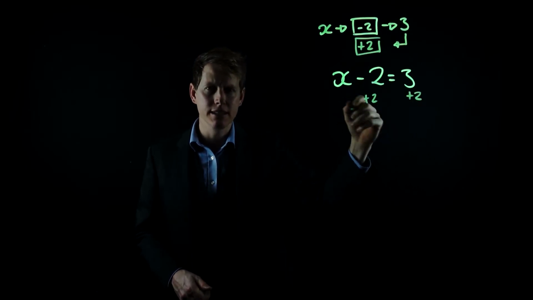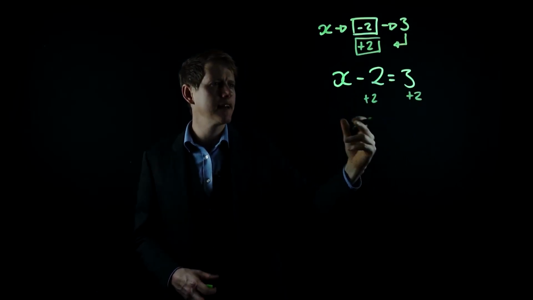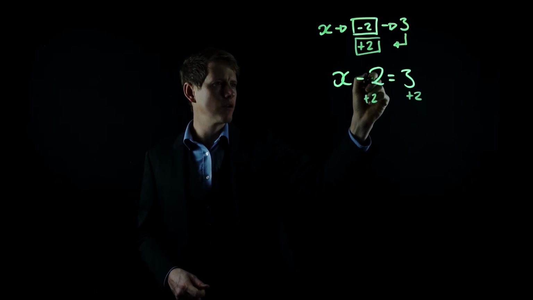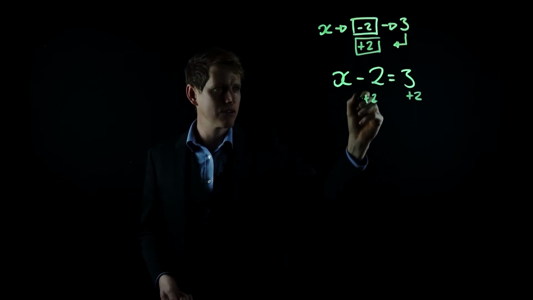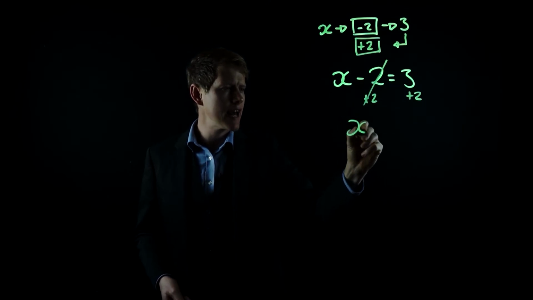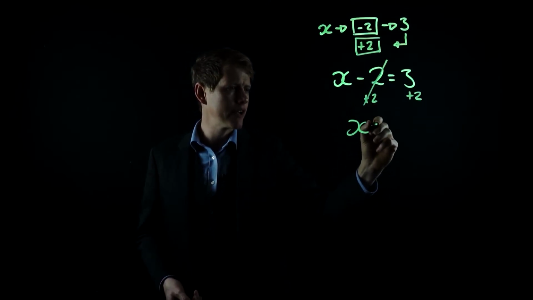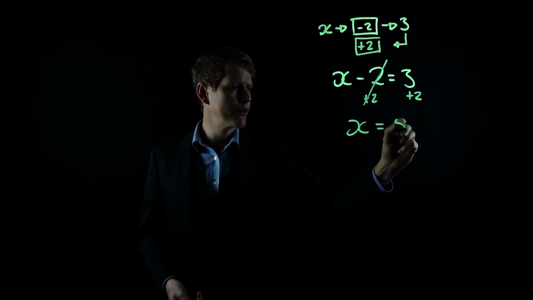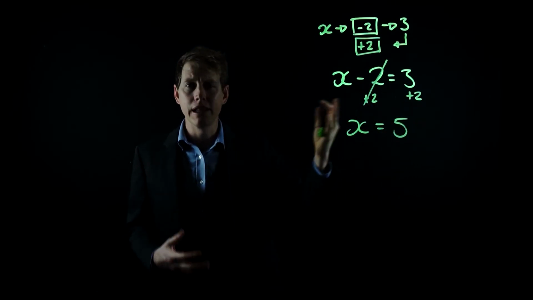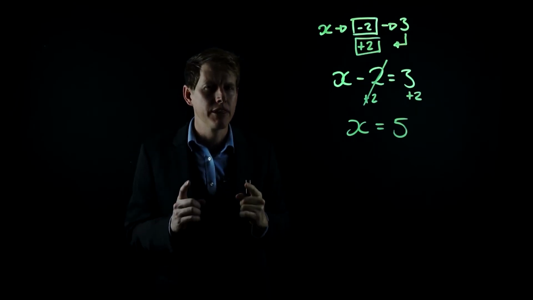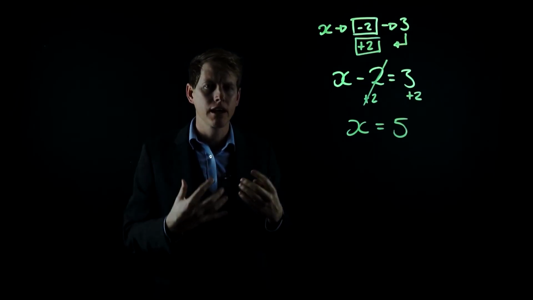I like to write it underneath just to show my working really clearly. Negative 2 or minus 2 plus 2 equals 0. That bit cancels out, leaves me with just x on the left hand side, and on the right hand side I have 3 plus 2, which is 5. Again, you're probably saying, but I can do that without doing those steps. Remember, these steps are useful for when they get a lot more difficult.